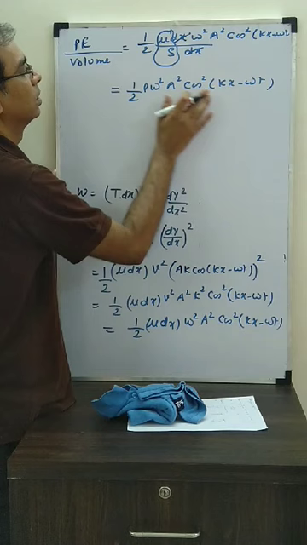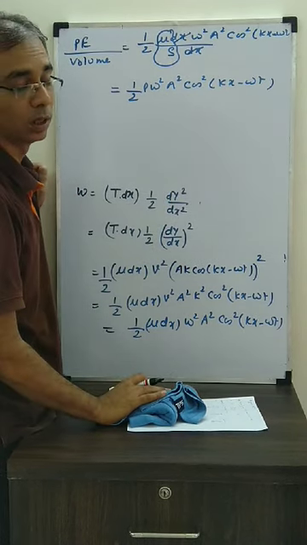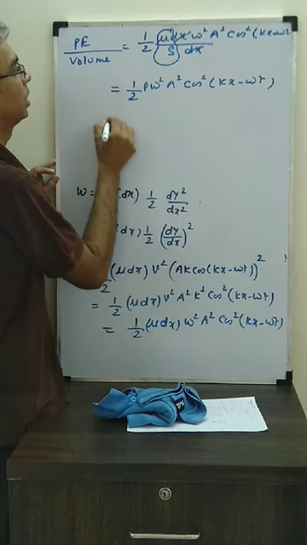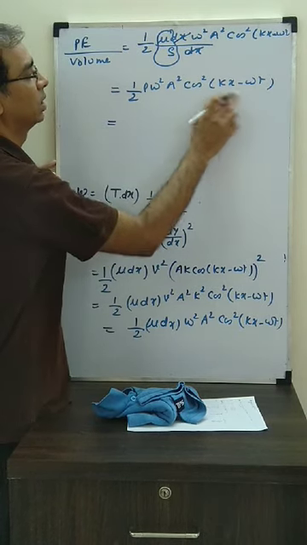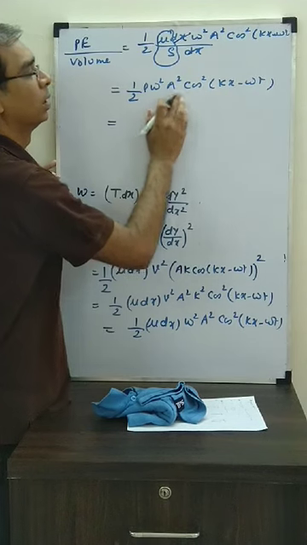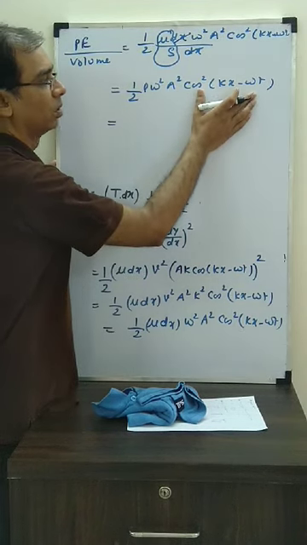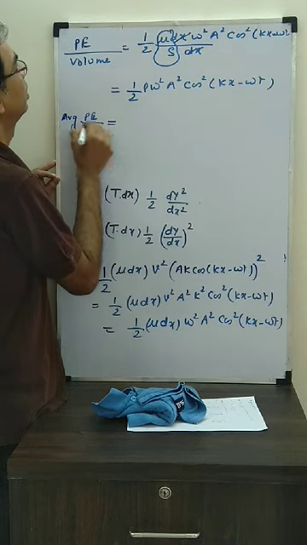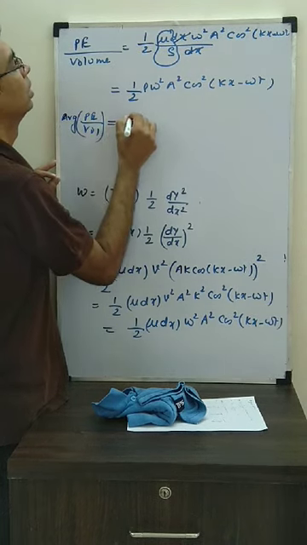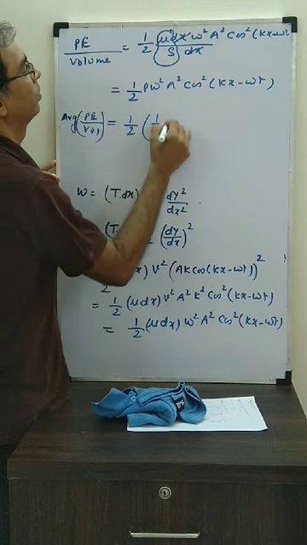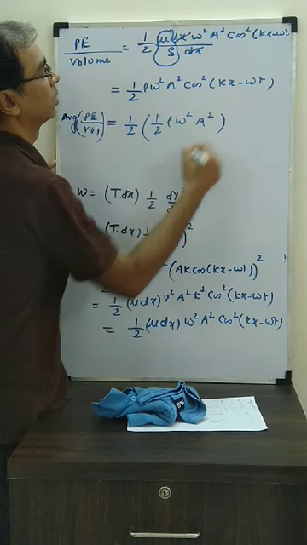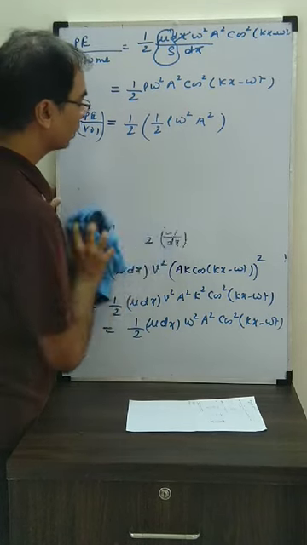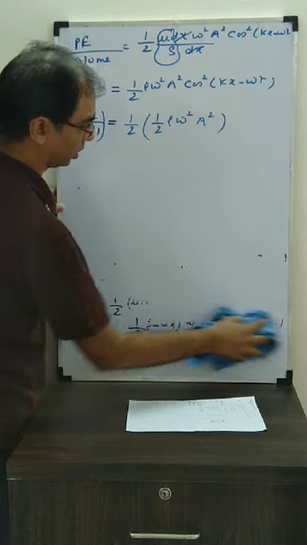Now see this one. This is exactly the same as what we got for kinetic energy. This is the same expression. Maximum potential energy will be what? When this becomes 1, that is half rho omega square A square. Minimum will be what? When this will be 0. So what will be the average? Again, average potential energy per unit volume is going to be 1 by 2 of half rho omega square A square.